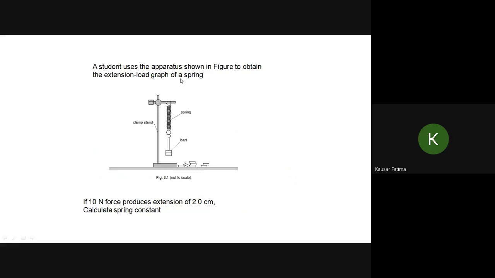A student uses apparatus shown in the figure to obtain an extension-load graph of a spring. Okay, so if a 10 Newton force produces an extension of 2 centimeter, calculate the spring constant. You will calculate the spring constant here: convert centimeter into meter, meaning 0.02 meter. So 10 divided by 0.02 will give you the spring constant of this spring. Okay, so this is the setup shown here.